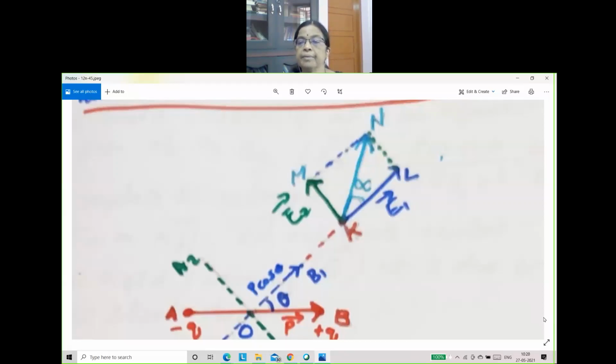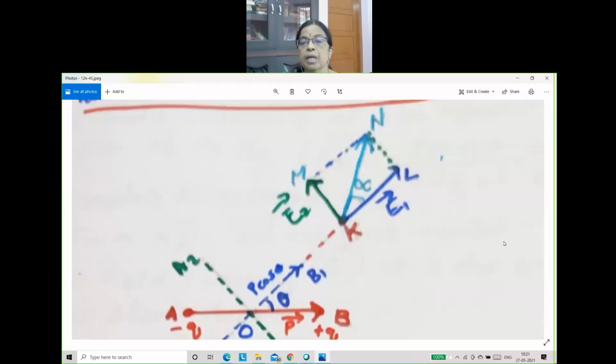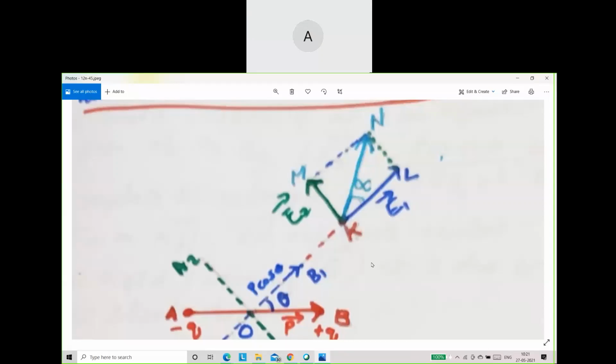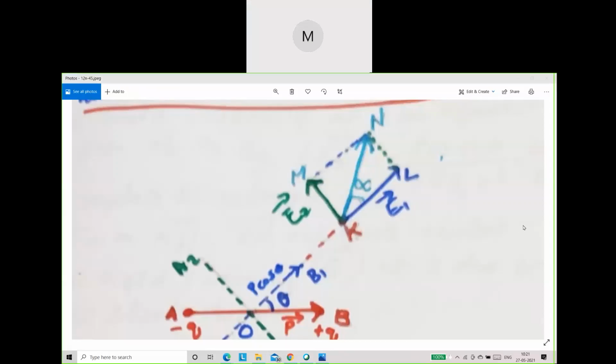We have studied the parallelogram law of vector addition earlier. Adilakshmi, resultant R equal to root of... Can you complete, Adilakshmi? Yes or no? Don't waste time. No? Network not getting. Akshaya, you tell, what is the equation? Akshaya. Teacher, I don't know. Okay, no problem. If yes or no, you can tell. Anyone? Can you tell anyone?